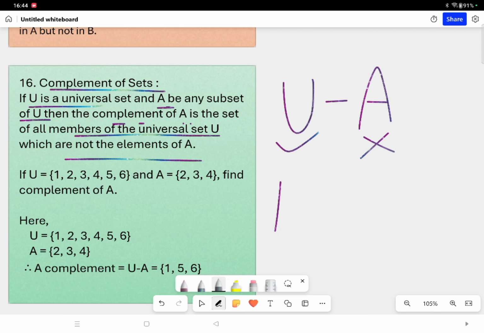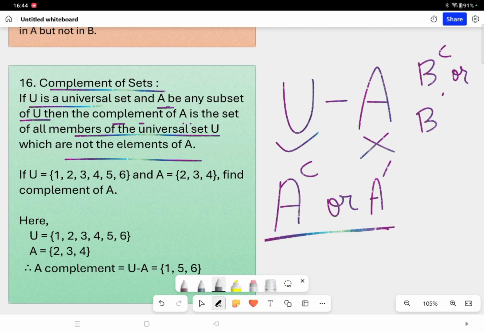Okay, if I am taking the set as A, then A complement will be written as A with a C at the top, or you can write A and put a dash. This is the way of writing the complement of sets. If it's set B, then you can write B and at the top you can write this sign, or you can write B and put this sign. So what is the meaning of complement of sets? It means U minus that set. That means the element will be present in the universal set but will not be present in that set itself.